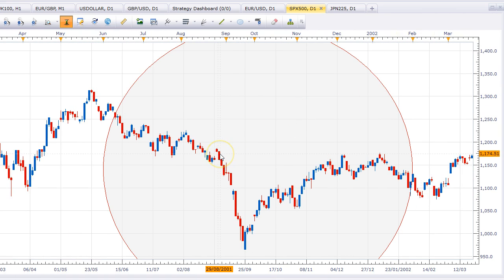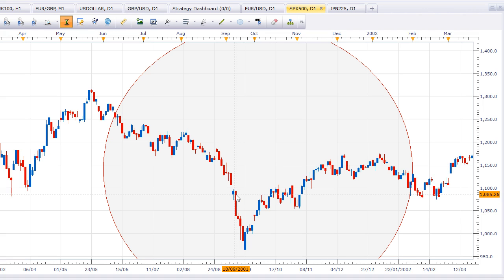Now, here's what happens in the S&P 500 on a daily chart. Okay, so the 11th of September is there. This is the 11th of September. Okay, and there's a big gap down, as you can see. And then, okay, that's the 11th of September, and then there's a big gap, in fact, of 7 days.